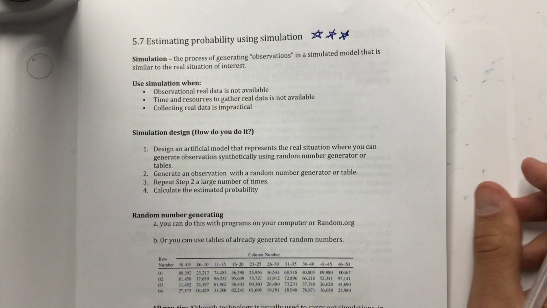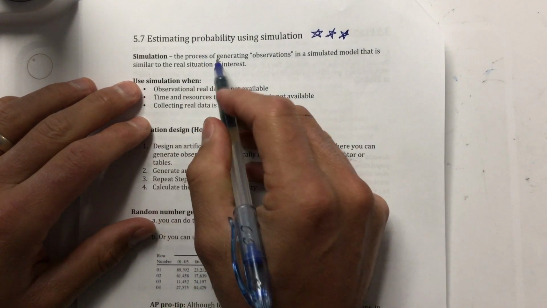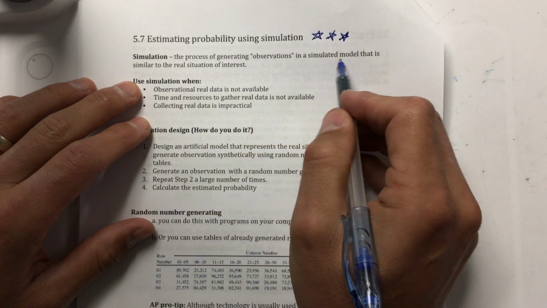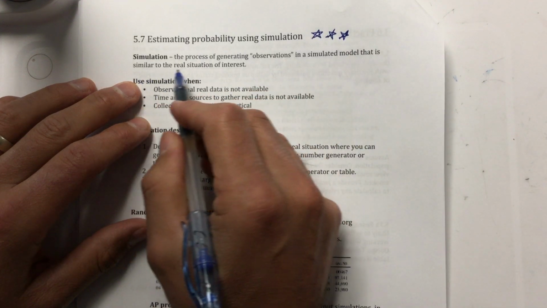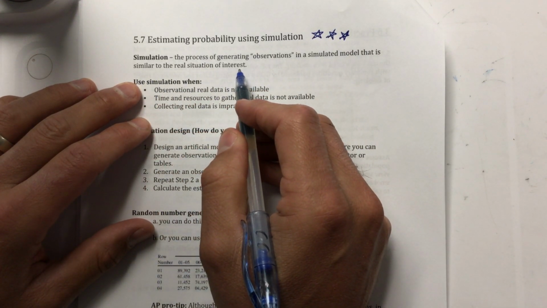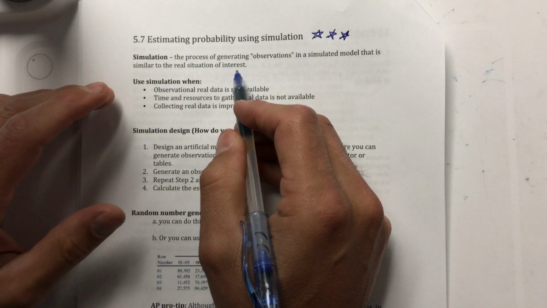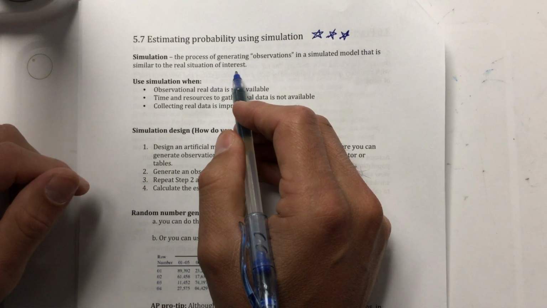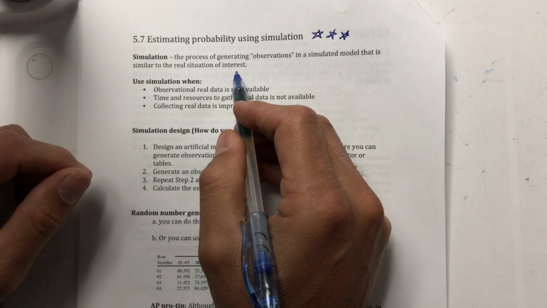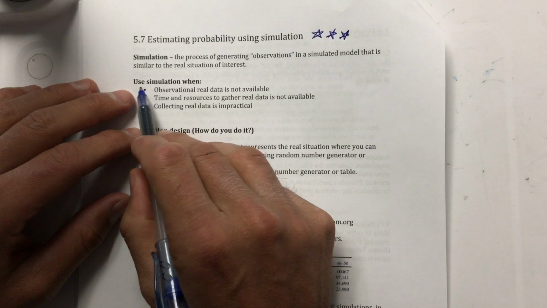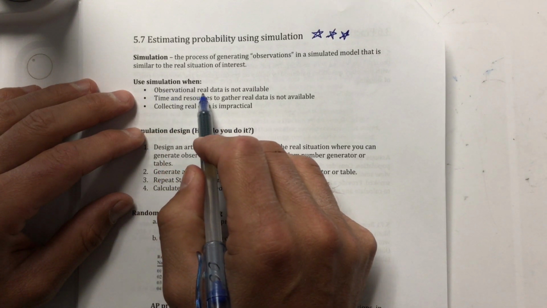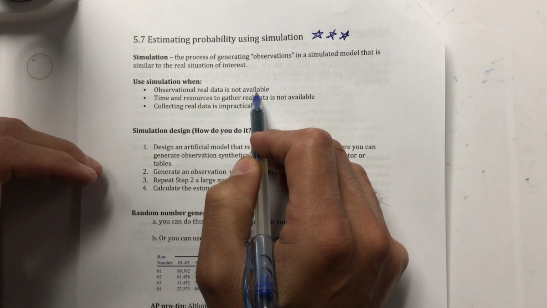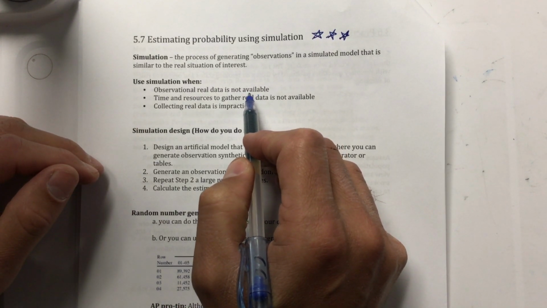Okay, and what is simulation? Simulation is the process of synthetically generating observations in a simulated model that is similar to the real situation of interest. So it's just using computers and random number generators to make instances so that you can do the long run relative frequency of the probabilities. So you're going to use simulations when observational real data is not available. All right, I'll show you an example on the next page of something like that.